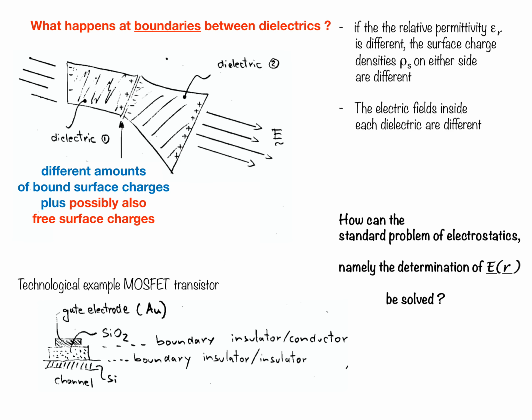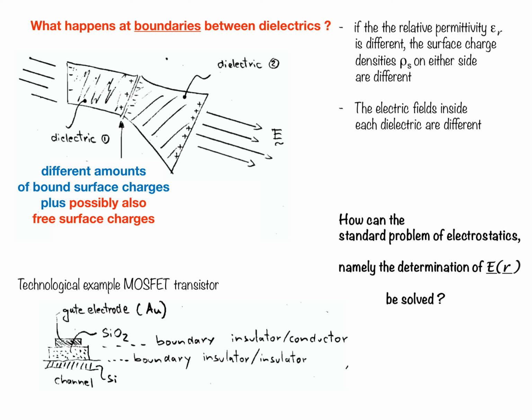The question arises what happens at boundaries between dielectrics. Such a situation is shown here. Dielectric 1 interfaces dielectric 2. An external electric field E penetrates both dielectric media. Assuming that the relative permittivity epsilon R of dielectric 1 is different from that for dielectric 2, the surface charges on either side are different. Furthermore, due to the different polarization field, the electric fields inside each dielectric are also different.